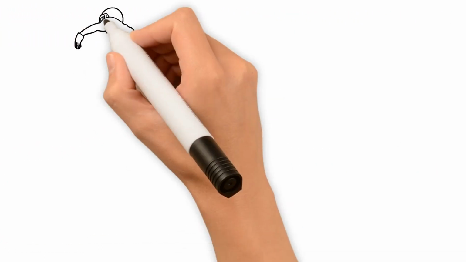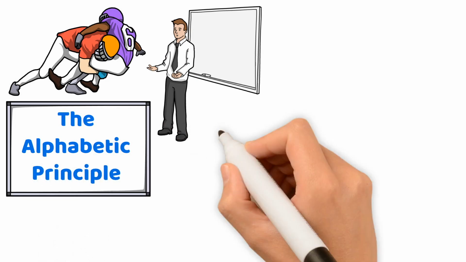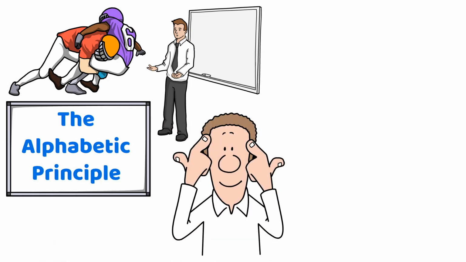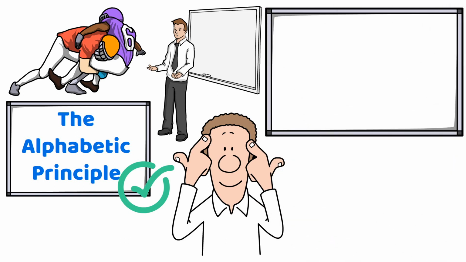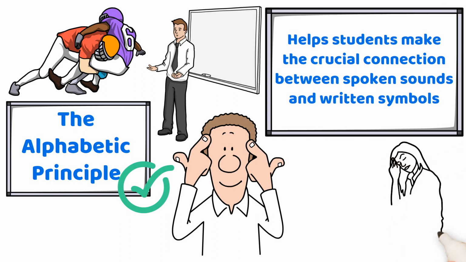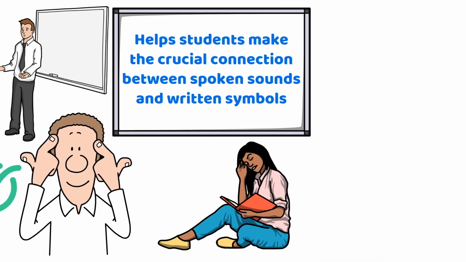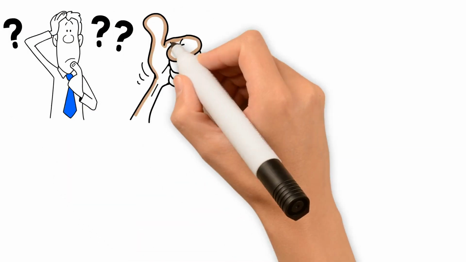Moving to our next topic, another heavy hitter on your teacher certification exam, and one you'll want to know well, is the alphabetic principle. This is the understanding that each letter represents a sound, and it's a foundational concept for phonics. This principle helps students make the crucial connection between spoken sounds and written symbols, preparing them for more advanced reading skills.